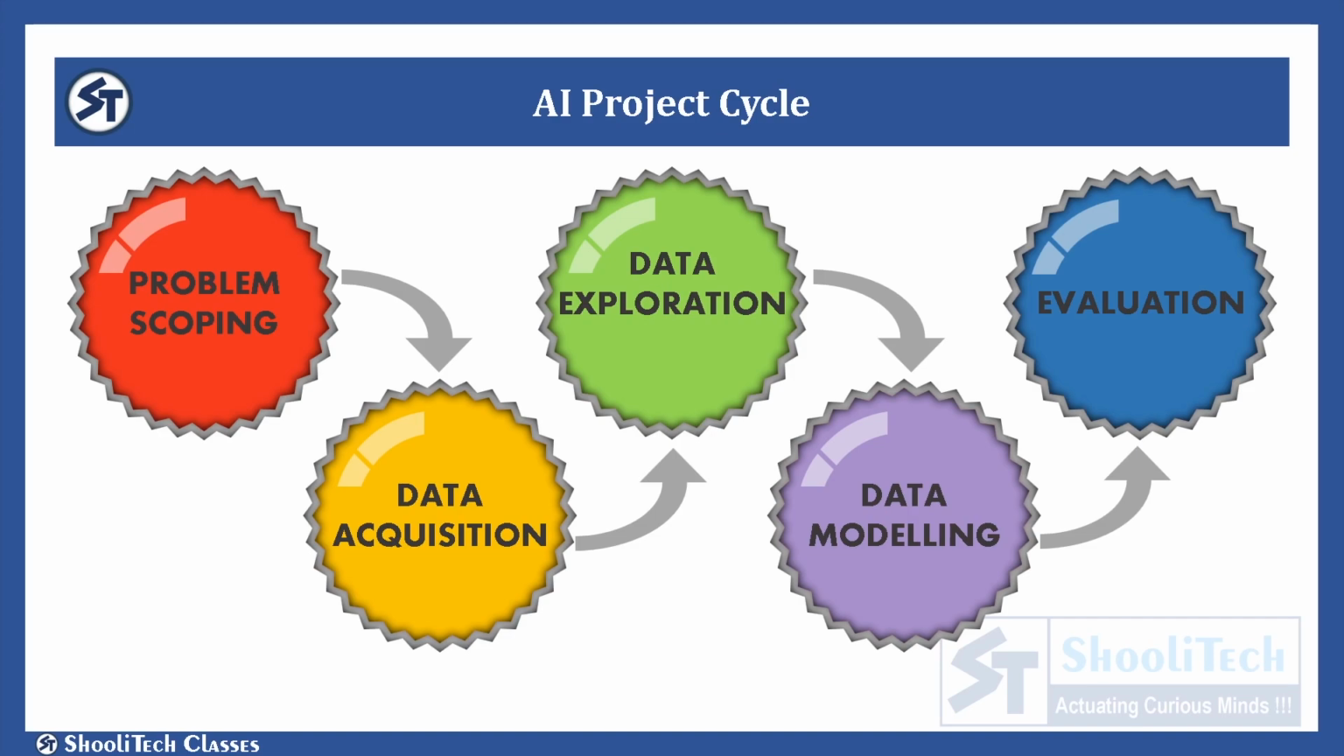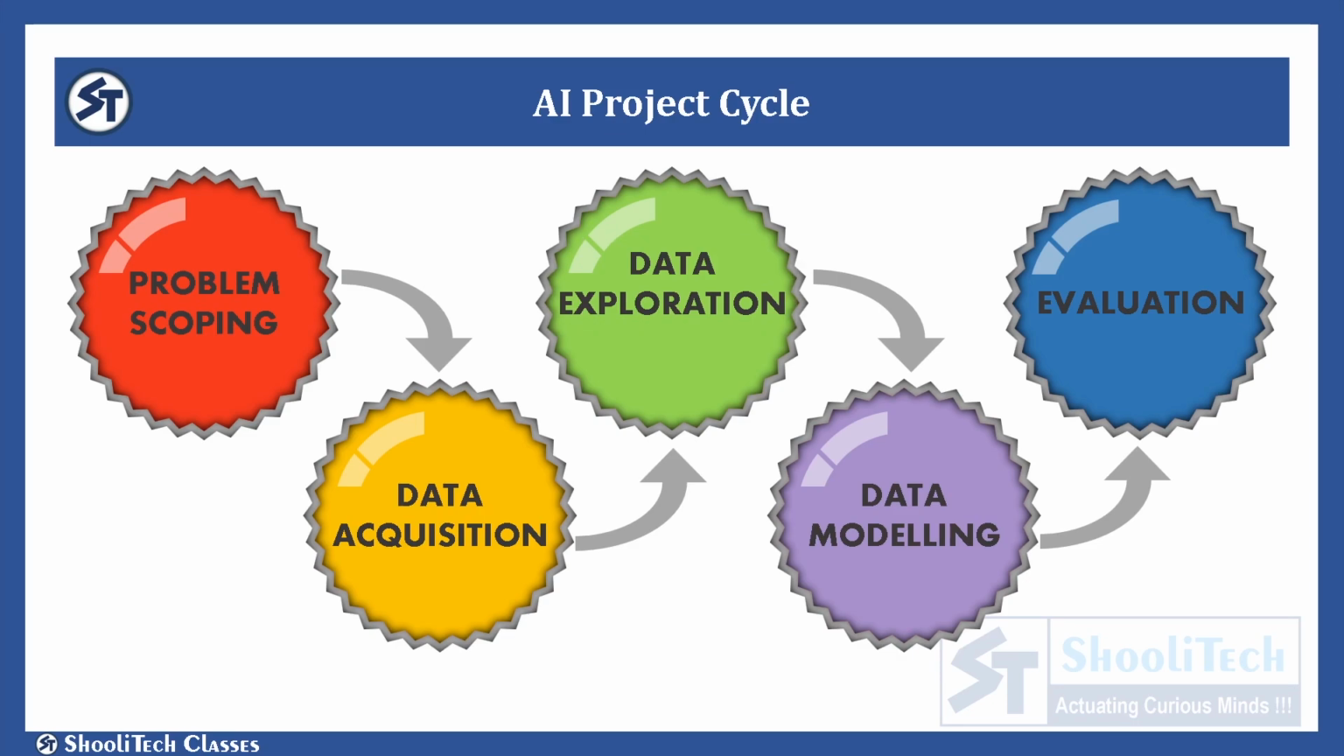See, by now we know that the first stage of the AI project cycle is problem scoping. In this, we understand the problem for which we are creating our AI model. Then comes data acquisition, where we acquire the data that we use to train our AI model. Then in the data exploration stage, we remove all the errors and redundancies from the data, and then we analyze it using some statistical methods, and then we visualize it using some graphs, charts, diagrams or maps so that we can find out the trends and patterns that are hidden inside the data, right?